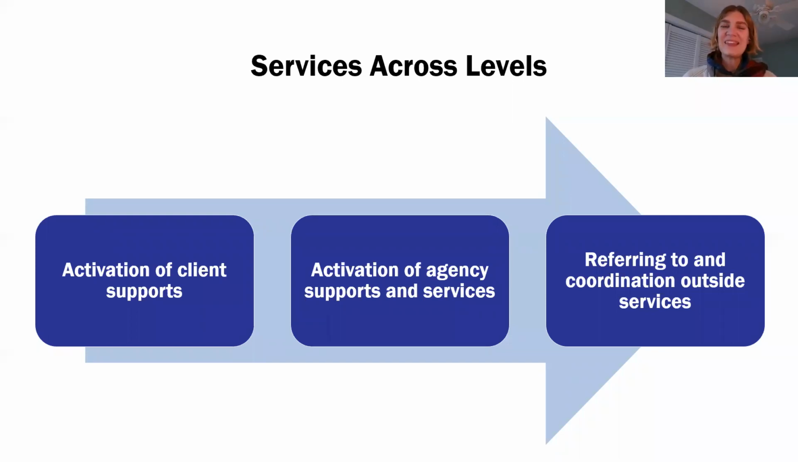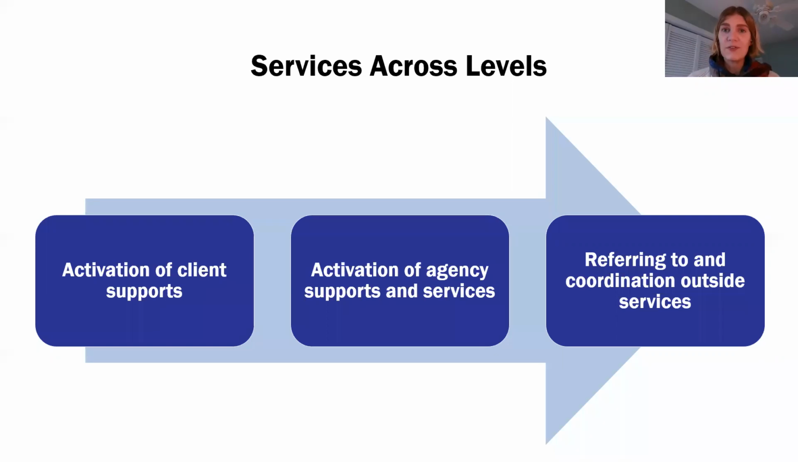So one of the key areas of case management is the actual provision of services, right? And the mobilization of the strengths and supports that exist to help clients access the services, opportunities, and resources that they want and that they need. And so that's what we're really going to focus in a little bit on right now.